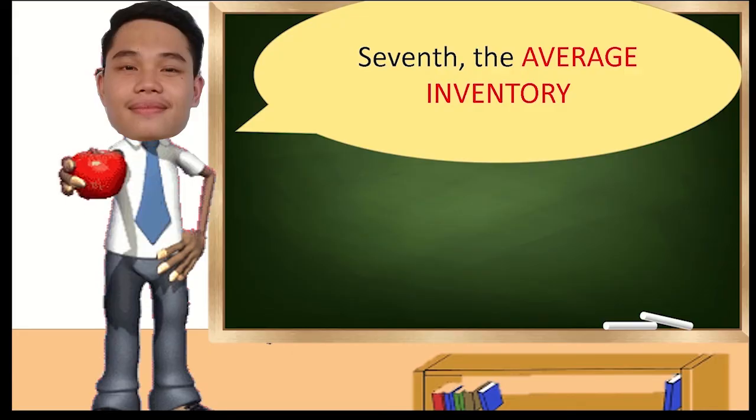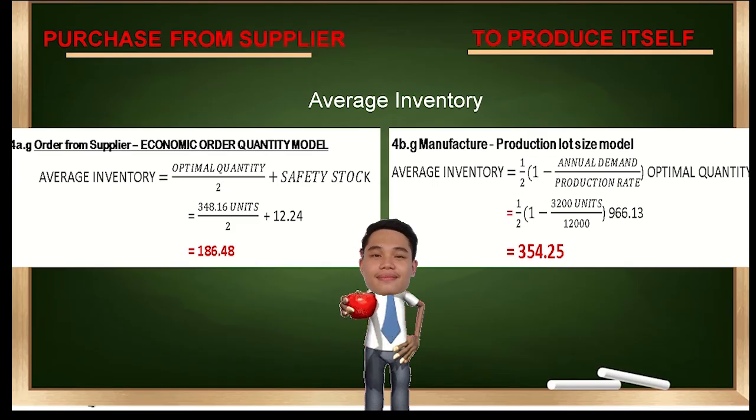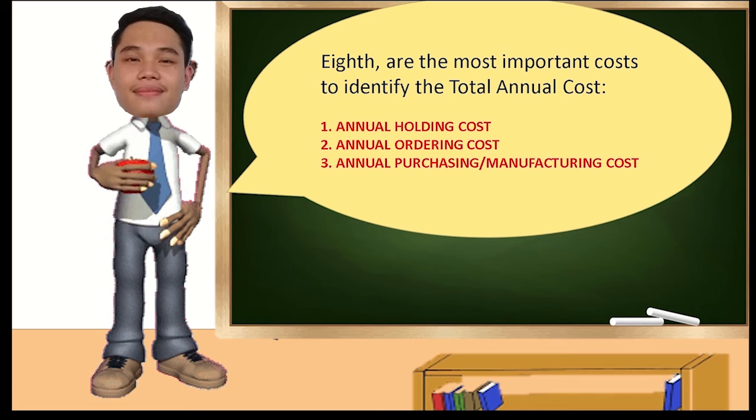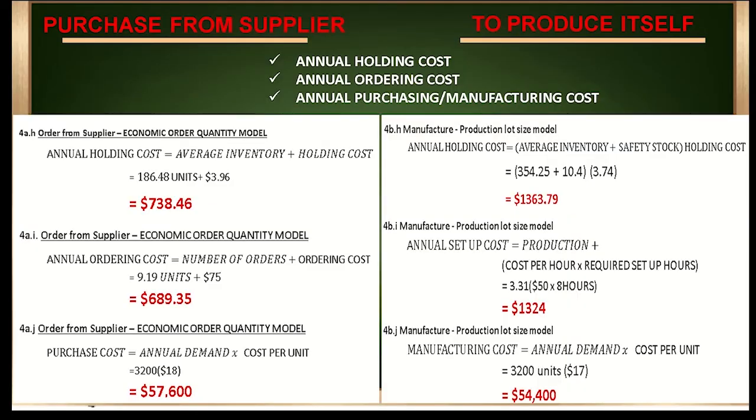Seventh, the average inventory. The formulas of both are different since we are tracking the ordering and manufacturing processes. The average inventories are 186.48 and 354.25 units, respectively. Eighth are the most important costs to identify, the total annual cost. First, annual holding cost. Second, annual ordering cost. Third, annual purchasing cost or manufacturing cost.